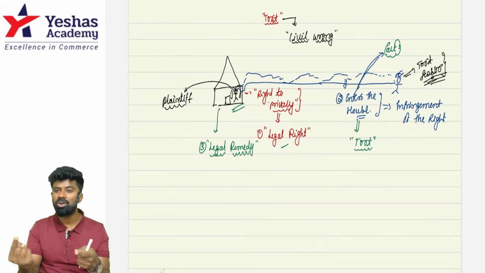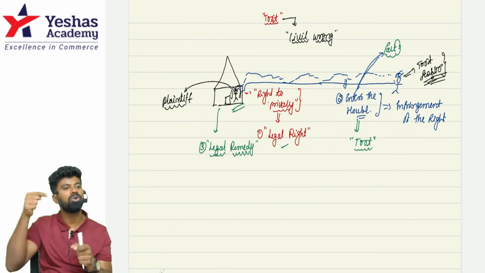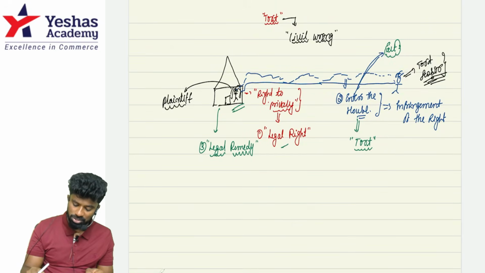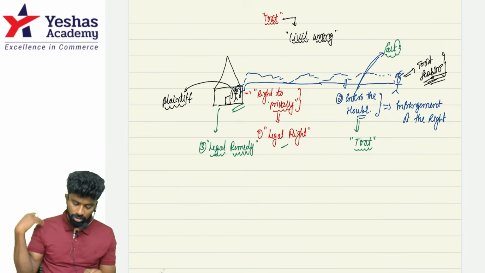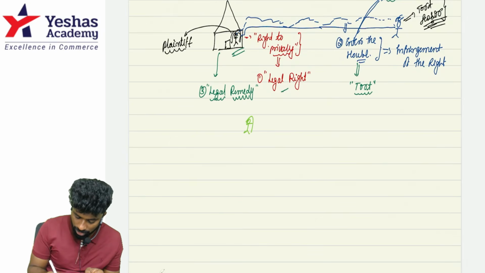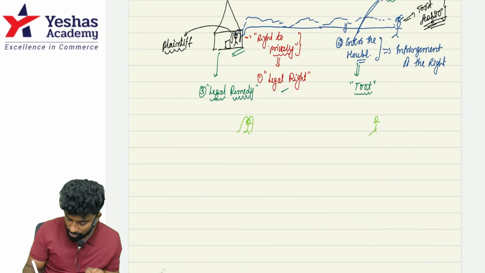Is it fixed in any law? No. It is given by whom? The court. That is why it is called unliquidated damages. So who has a right to file a case here? The girl. The girl has a right to file a case against whom? The boy.